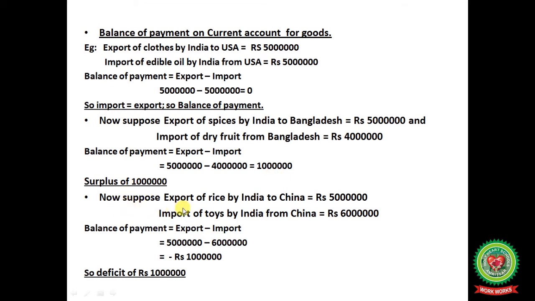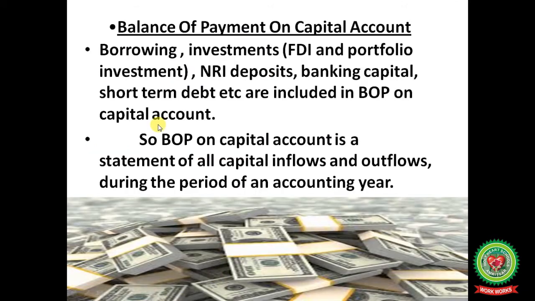Now suppose export of rice by India to China is worth rupees 50 lakhs and import of toys by India from China is worth rupees 60 lakhs. So in the balance of payment this time, exports are lesser, meaning receipts are less than the payments. So we are in deficit. Rupees 10 lakhs is the deficit in the balance of payment.